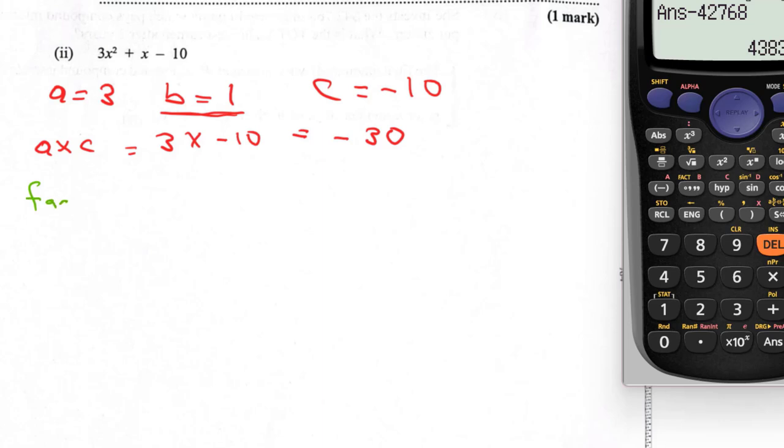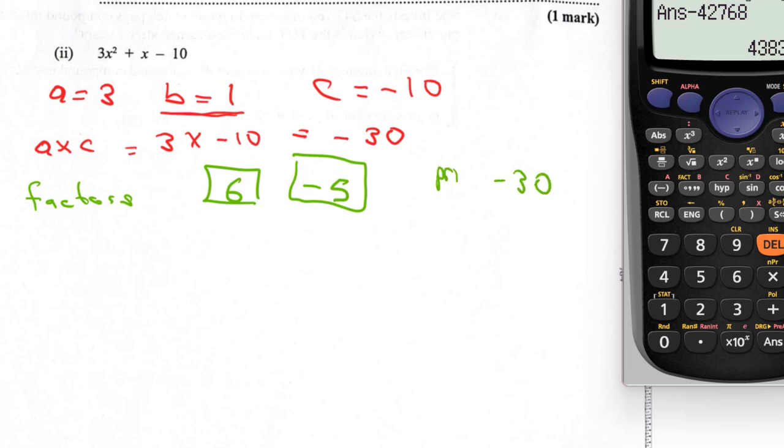So the factors are going to be 6 and minus 5. So these are factors of minus 30. When we multiply them together, 6 times negative 5 is going to give us negative 30. So that is the product. And when we add them together, 6 minus 5, we're going to get 1, which is B here.